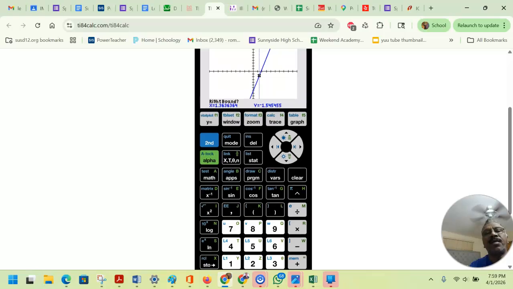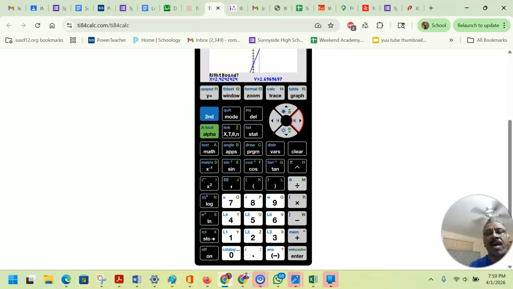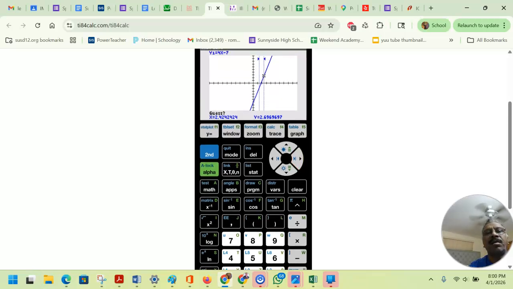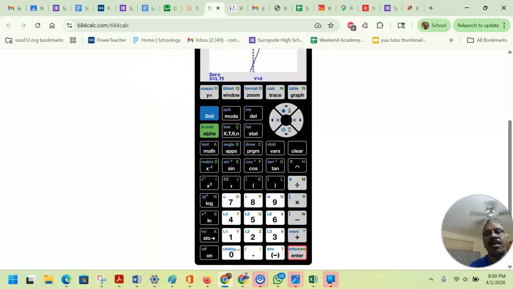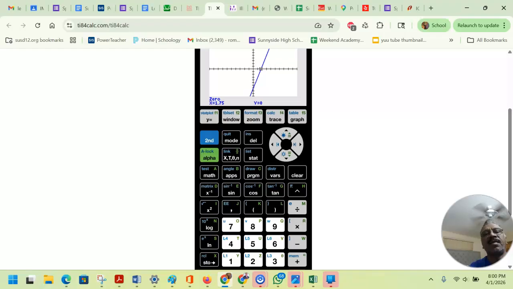Then it asks you to click the right bound. You can see the vertical dotted line, and I move to the right side, that means above the x-axis, and enter. Now you have to enter one more time and see if you get the answer. That's the zero, which means the x-intercept. So you see this point here.